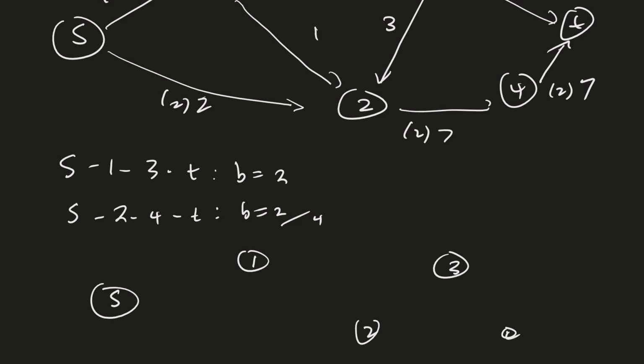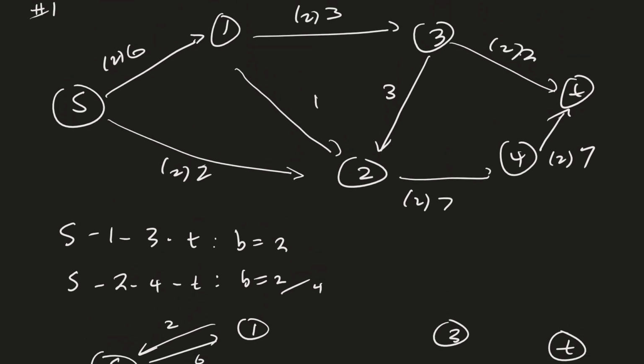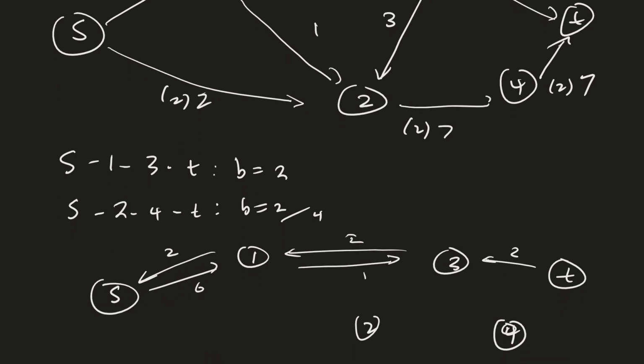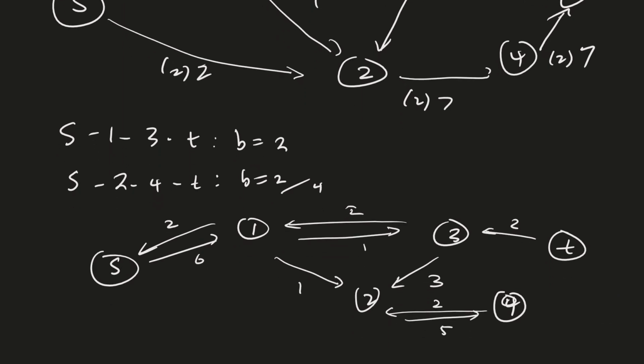4. Oops. T. Okay, so I've got backwards 2, forward 6 now. Let's see, this one was backwards 2, forward 1. This one would be just backwards 2. Okay, this one was just forwards 1, forwards 3. This is backwards 2, so forward 5. And this one was just backwards 2. Good, so there's my residual.